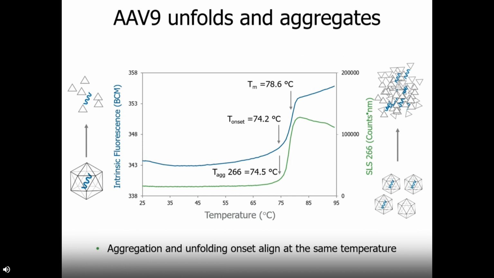At the same time, by tracking the SLS signal from the 266 nanometer laser, we can see aggregation behavior, because when AAV is just floating around happily, that SLS signal will be quite stable, but once aggregation has begun, that SLS signal increases. So you can see in green that SLS at 266 signal increases with the T-ag or aggregation temperature at 74.5 degrees. So with this one run, we're able to look at both protein capsid unfolding and aggregation through the means of looking at simultaneous fluorescence and SLS.